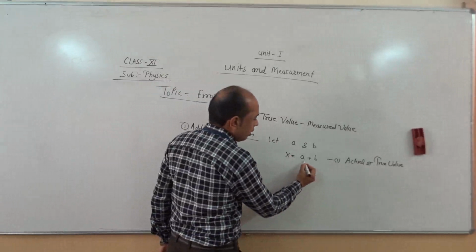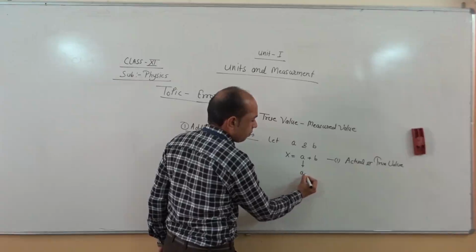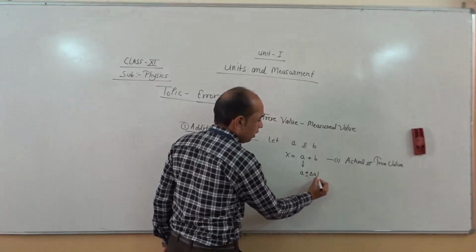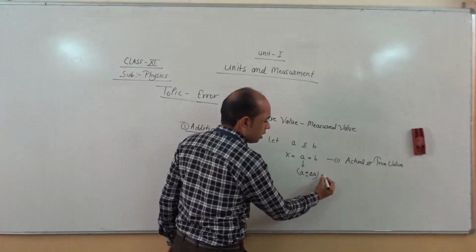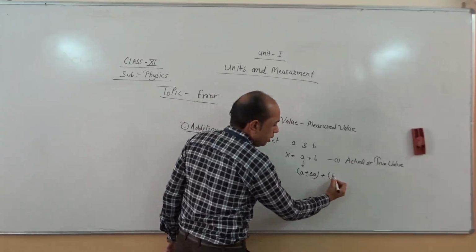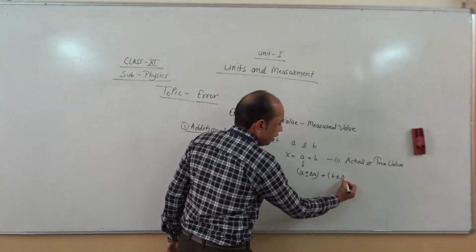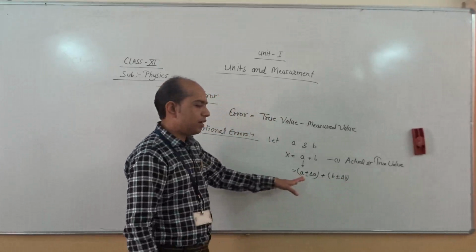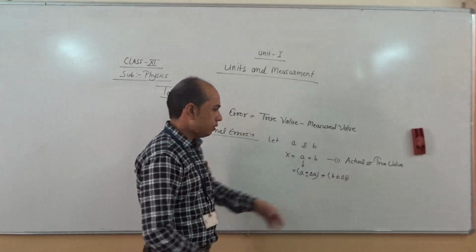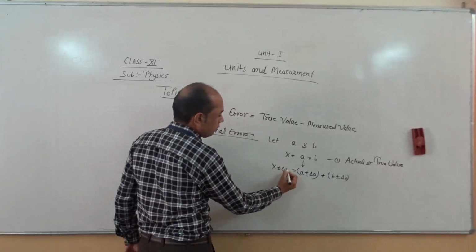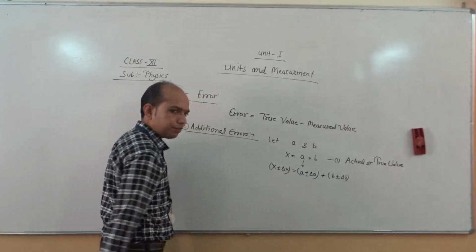So here I am taking A plus or minus del A. Similarly, the plus sign remains the same. During the calculation of B also, B plus or minus del B, and obviously when the result is affected by del A and del B, the final result is also affected: x plus or minus del x.